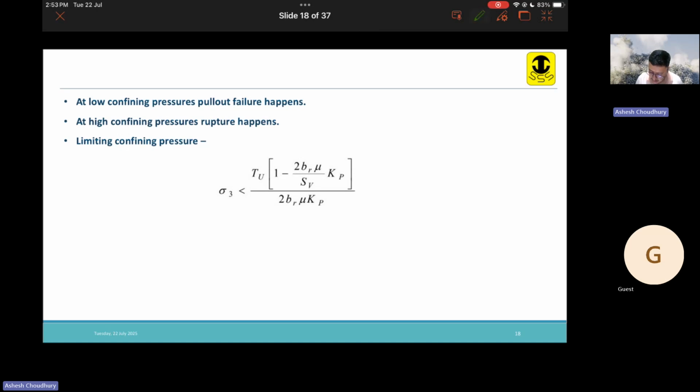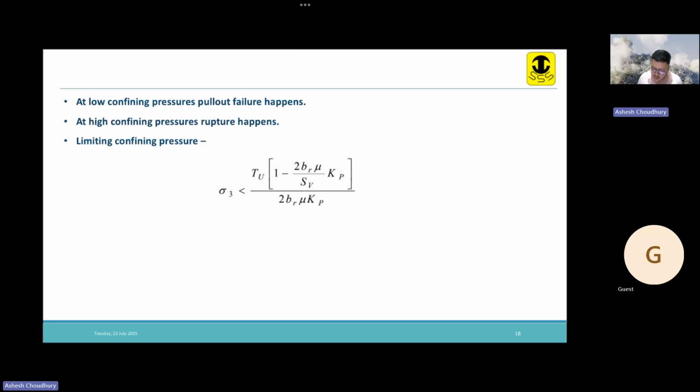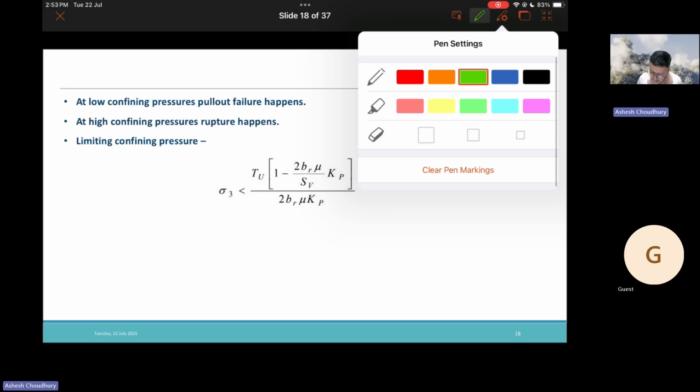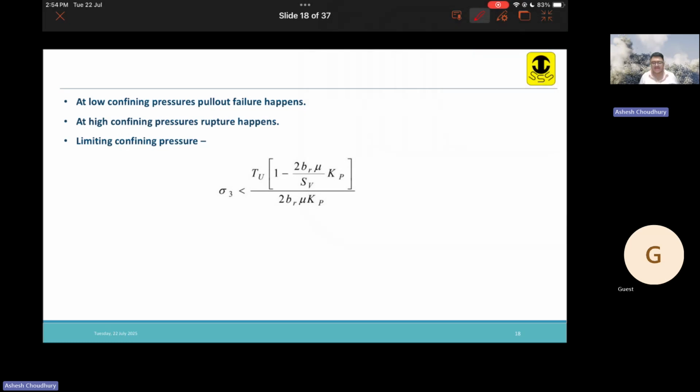Now, one more important thing you should remember: at low confining pressure, pull out failure will happen. There are chances of pull out failure to happen. And at high confining pressure, rupture will happen. Now, what is the limiting value of confining pressure? If the confining pressure is less than this term, then pull out failure will happen. And if the confining pressure is more than this particular value, then rupture failure will happen. Okay, so this you should remember.